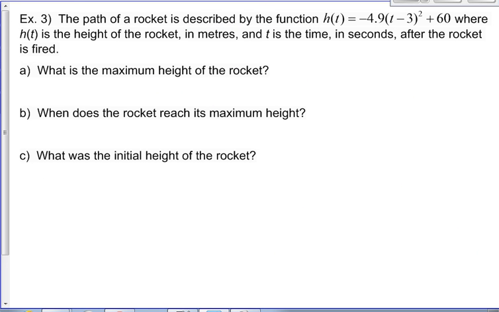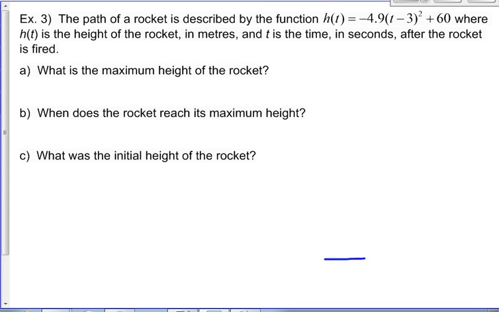Let's take a quick look at a word problem. The path of a rocket is described by the function h of t is negative 4.9 times (t minus 3) all squared plus 60. Okay, hold on now. T is time in seconds, h is height in meters, and t is time in seconds after the rocket's fired.